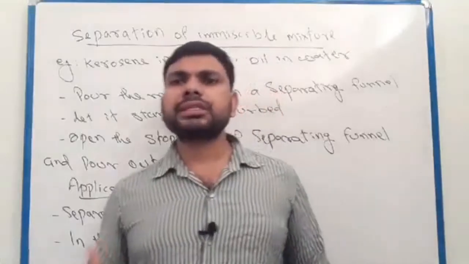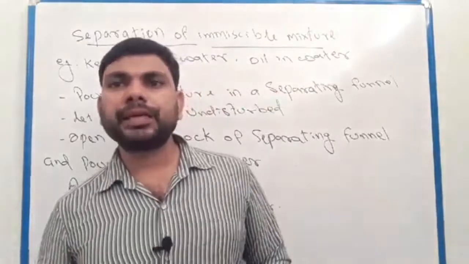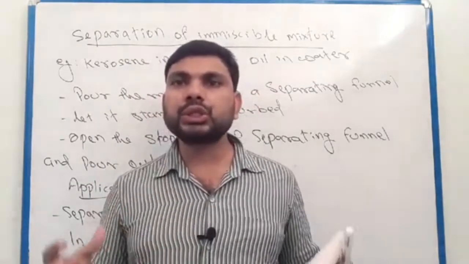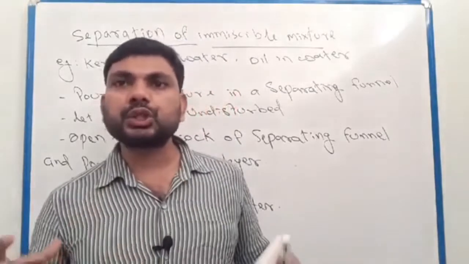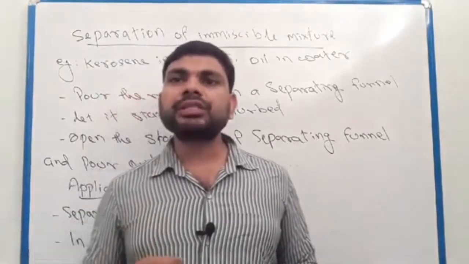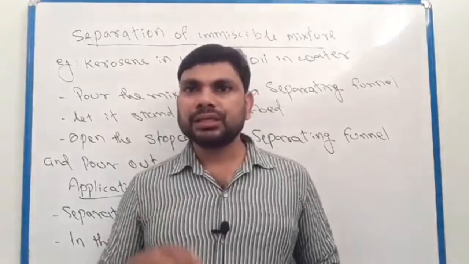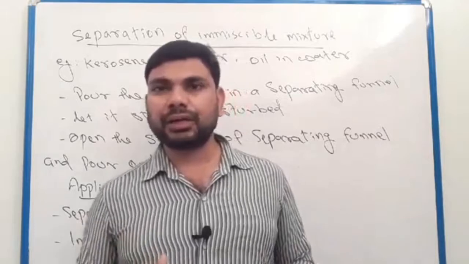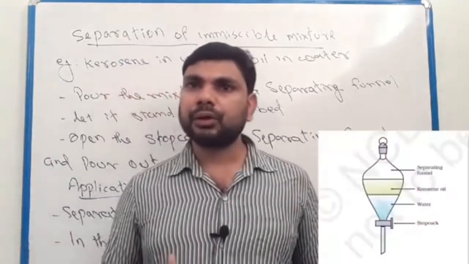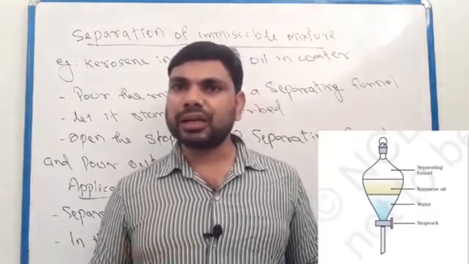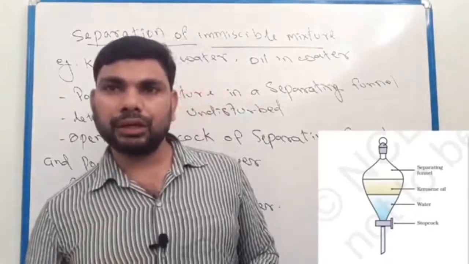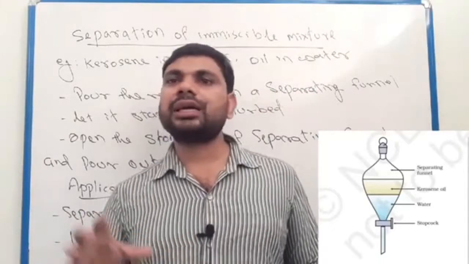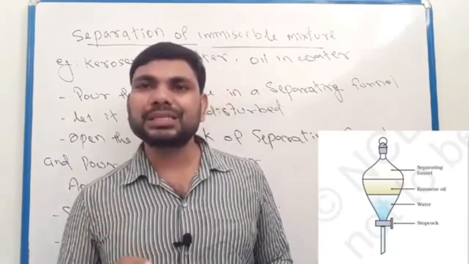Okay, next we have to discuss separation of immiscible mixtures. Immiscible liquids are two liquids that do not mix with each other. Such liquids are called immiscible liquids. This mixture can be separated with the help of a separating funnel. You can see the separating funnel here. We can use this type of funnel to separate immiscible liquids. Examples: oil in water, kerosene in water. They do not mix with each other. These are called immiscible liquids.